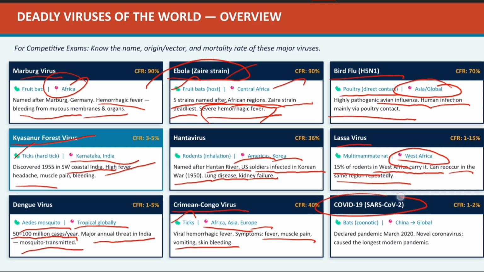And COVID-19, SARS-CoV-2, coronavirus 2, spread through bats. It is a zoonotic virus, originated in China and spread globally. Declared a pandemic in March 2020. The novel coronavirus caused the longest modern pandemic.